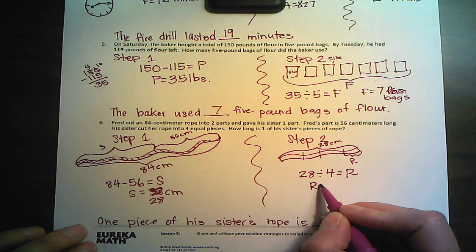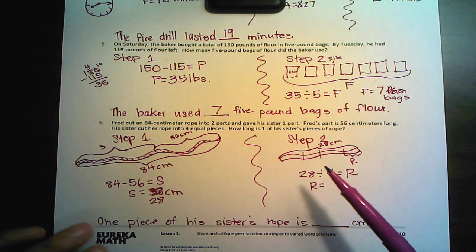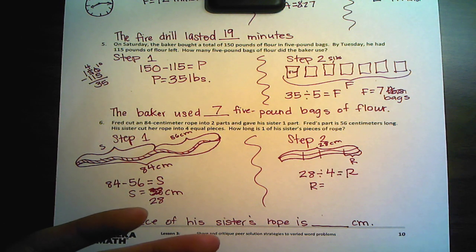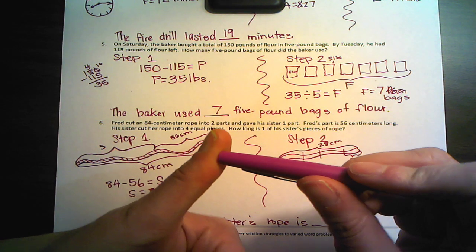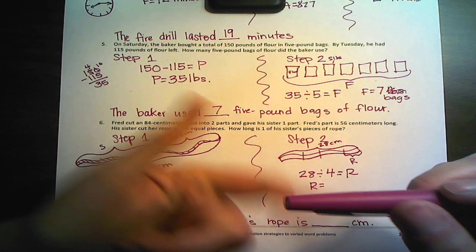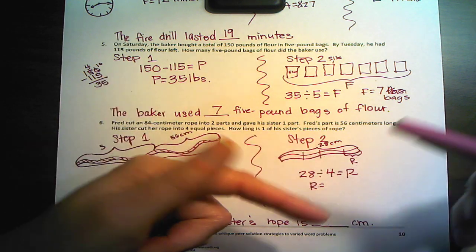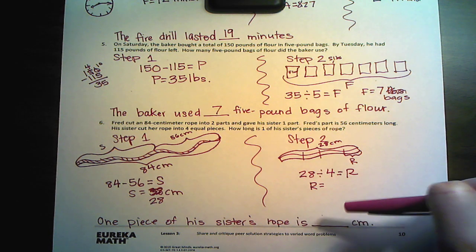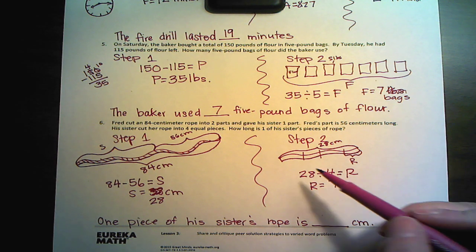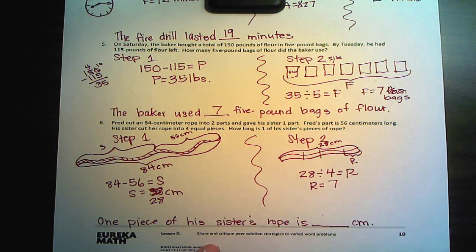What can we multiply by 4 to get 28? Another way to think about it is how many times can you count by 4 before you get to 28, right? So we can count 4, 8, 12, 16, 20, 24, 28. We counted 7 times. 4 times 7 is 28. 28 divided by 4 is 7. Likewise, 28 divided by 7 is 4. They're a little fact family. So there we have it. She chopped up her rope, and they are each 7 centimeters.